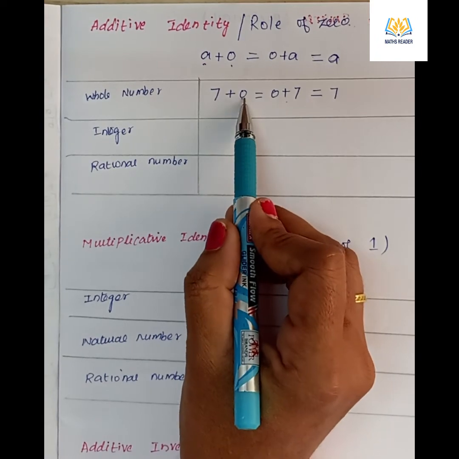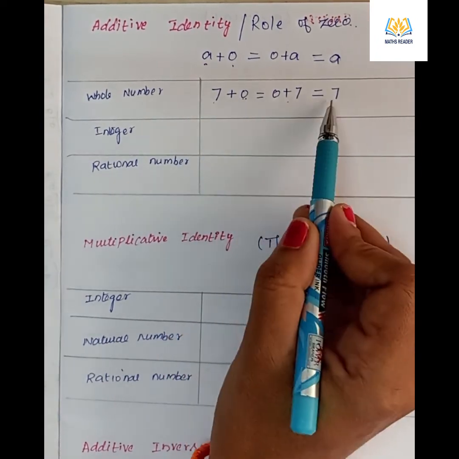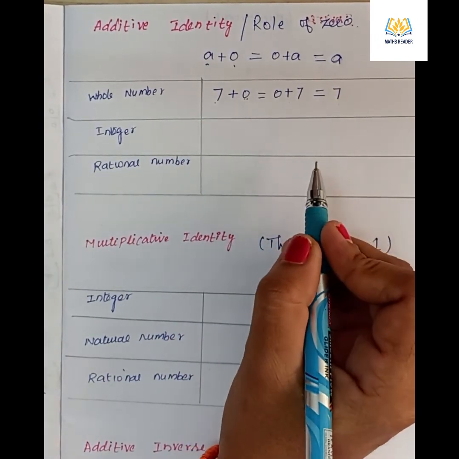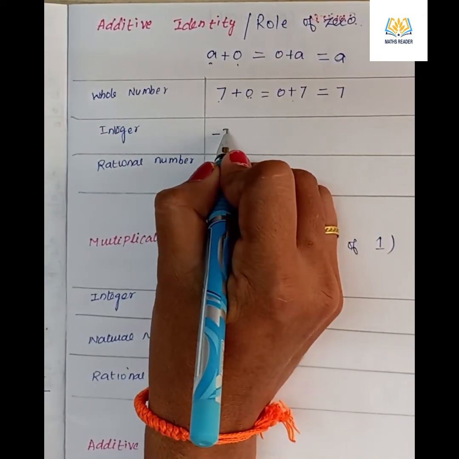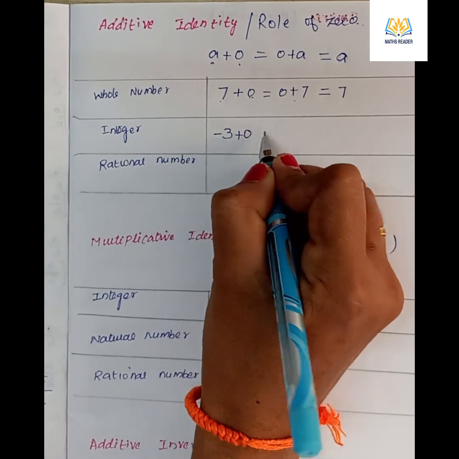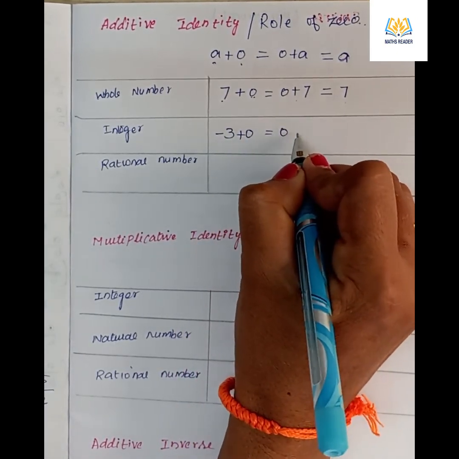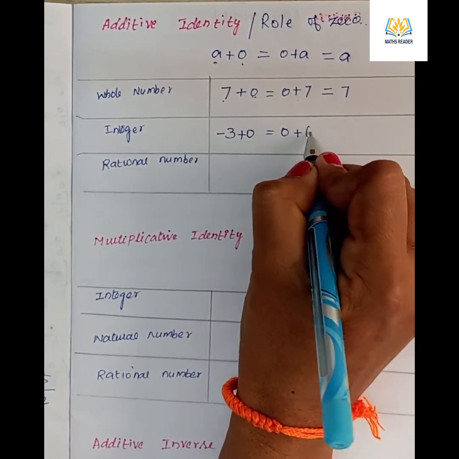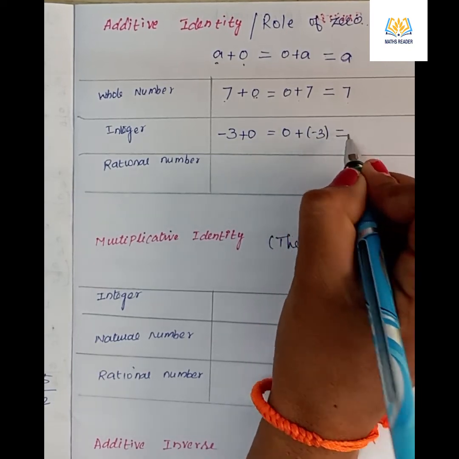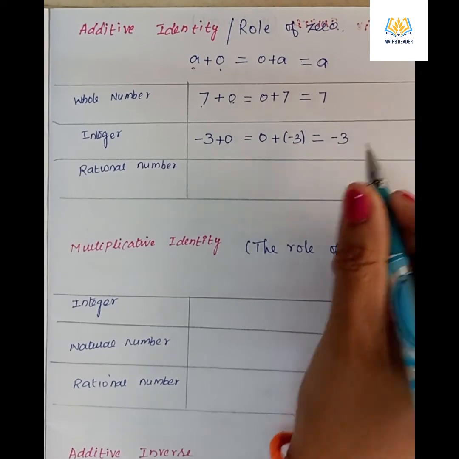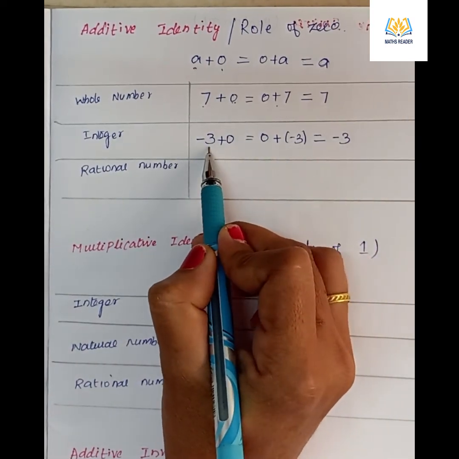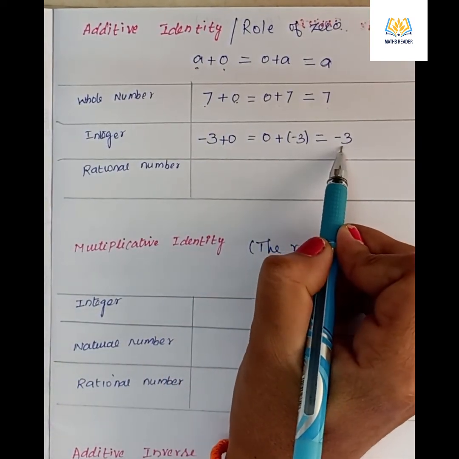So when we add 0 with the whole number, we will get the whole number. Next we will check for integer. For integer, we will take the negative value: minus 3 plus 0 equals 0 plus minus 3. What will be the answer? Minus 3 plus 0 is minus 3 only. So when we add 0 with the integers, we get the integer as the answer.